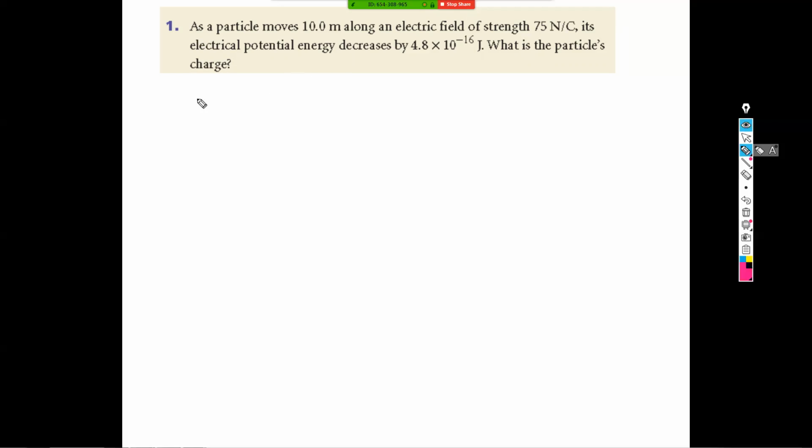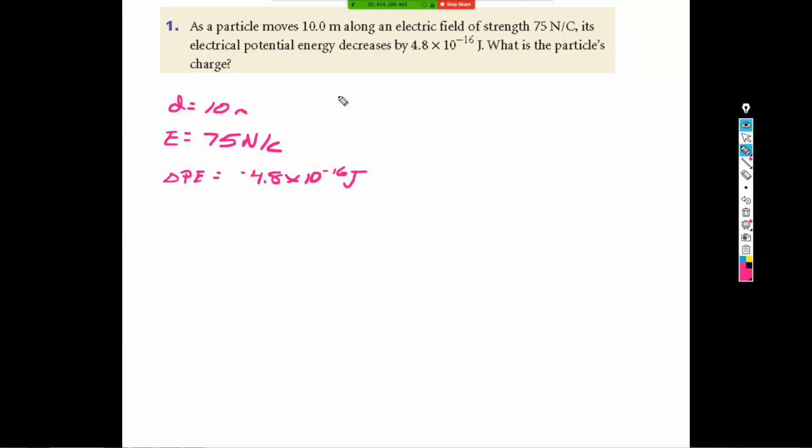This particle moves 10 meters, so I'm going to have a displacement, a distance change, of 10 meters. I'm going to have an electric field strength of 75 newtons per coulomb, and I'm going to see an electric potential energy decrease, so a change in potential energy of negative 4.8 times 10 to the negative 16th joule. What is the particle's charge?